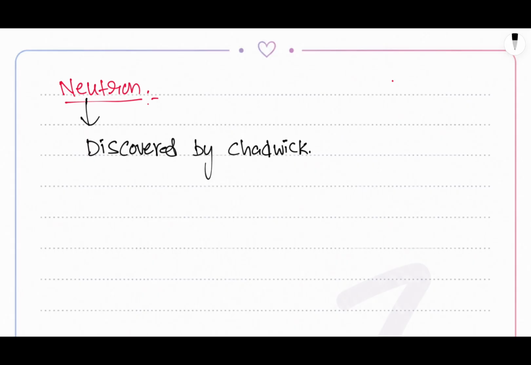How did he discover it? He bombarded a thin sheet of beryllium with alpha rays. You know alpha rays are nothing but helium particles only. When he bombarded like this, he got carbon with atomic number 6 and atomic weight 12, and he also observed that one chargeless particle is generated whose weight is slightly greater than the proton.